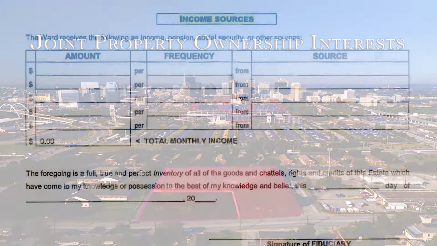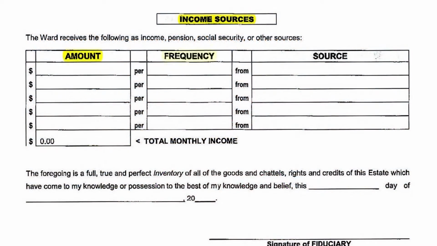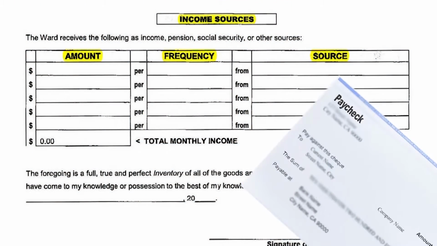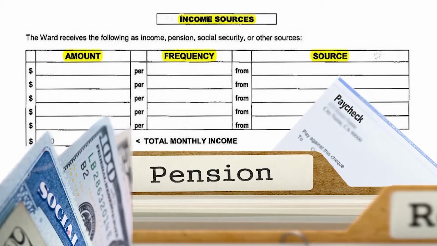You will need to list the amount, frequency, and all of the respondent's income sources in the inventory, in addition to listing all of the respondent's personal property and real property. For example, if the respondent receives a paycheck, a pension, or Social Security income, that all needs to be detailed on the inventory.